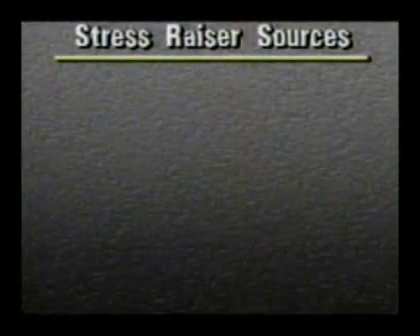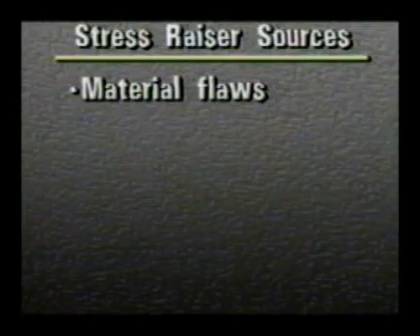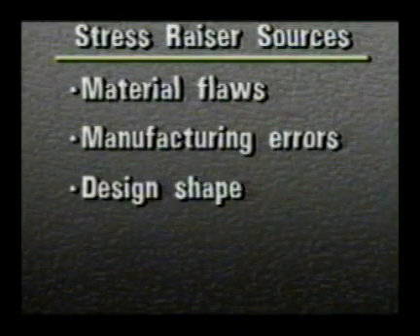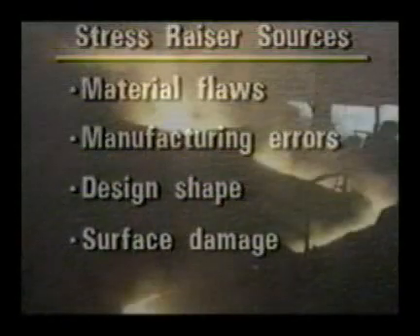Now that we know what stress raisers are, we need to understand where they come from. Stress raisers can be introduced through material flaws, by manufacturing errors, by design shape, and by surface damage. Material-related stress raisers, especially in steel, are usually inclusions. Inclusions are impurities remaining in the metal after the refining process.